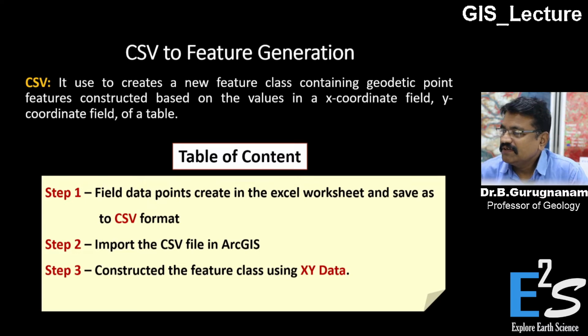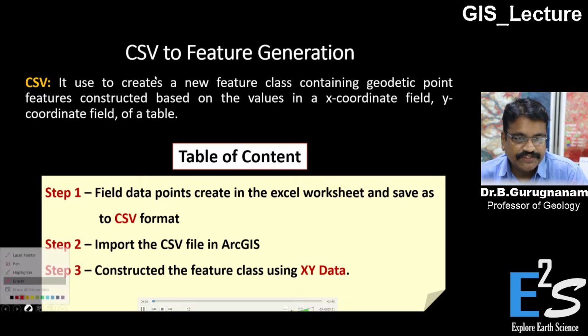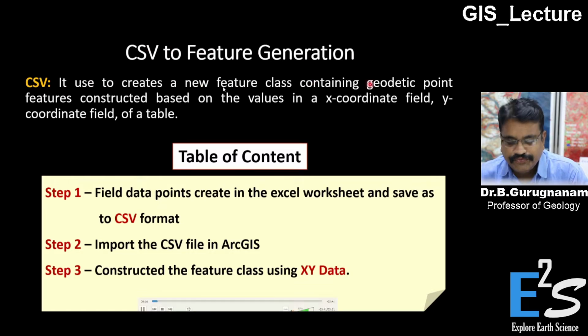So in this lecture we are going to discuss how the CSV file format is used to create a feature class. That is the title of the discussion, and it is a practically relevant one: CSV to feature class. It normally creates a new feature, that is, geodetic point features constructed based on the values of the x coordinate and y coordinate. Normally we say this is latitude and longitude.